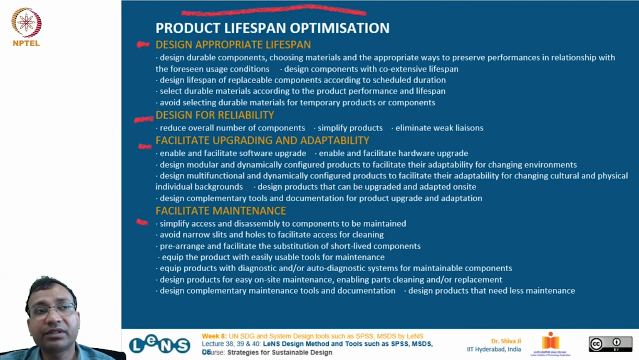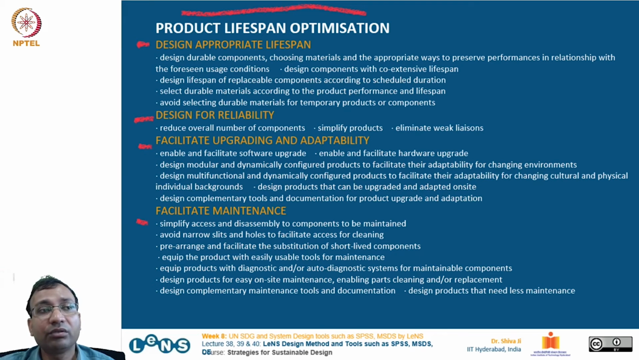Further, we have a strategy of design for reliability. Reduce the overall number of components so that the system remains simpler. Simplify the product. Eliminate weak links. Eliminate the weaker components. Further, the third strategy over here is to facilitate upgrading and adaptability.